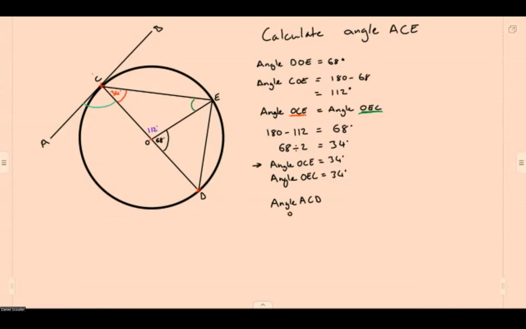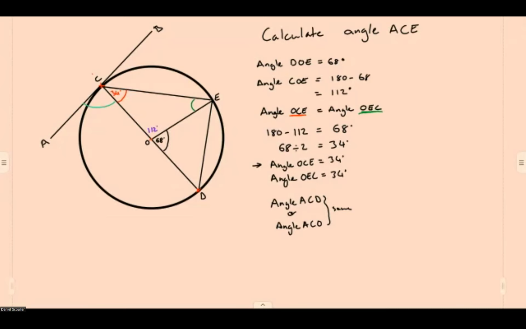Or angle ACO. Okay, it's the same. You can refer to it either way. O and D are on the same horizontal line, so it doesn't matter which one you call it.